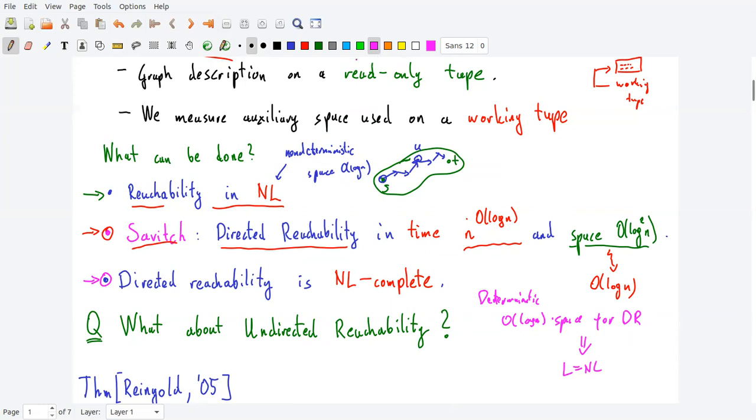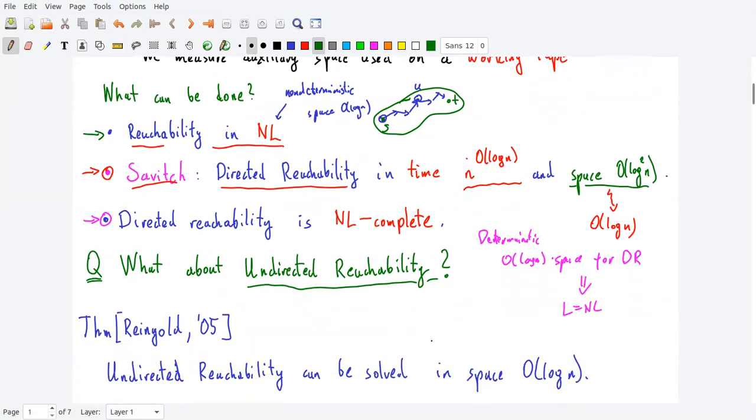However, what about if we restrict the attention to undirected reachability? Because intuitively, undirected reachability is much simpler somehow than directed reachability. The structure of connected components in an undirected graph is much easier or simpler to understand than the structure of reachability in a directed graph. So maybe for undirected reachability, we can do something better. And indeed, this is the case.